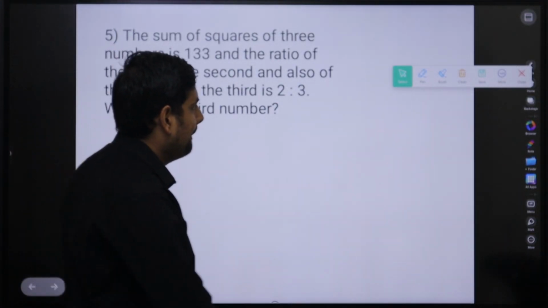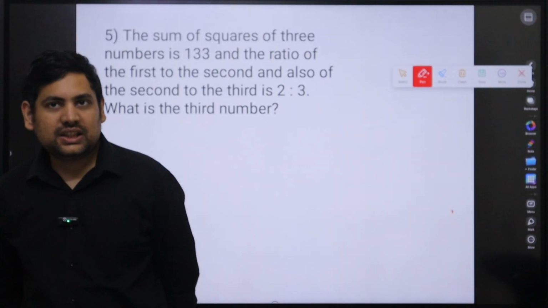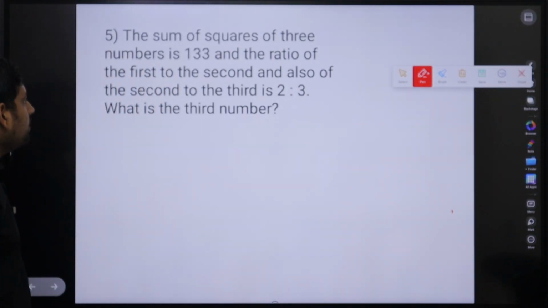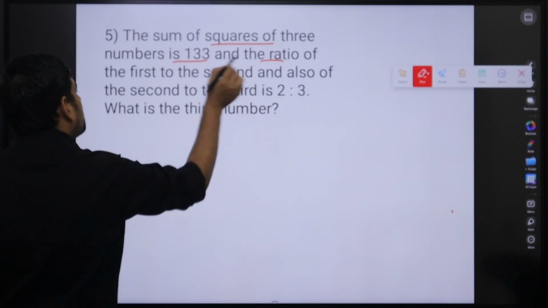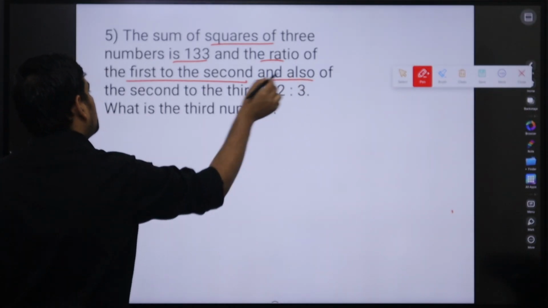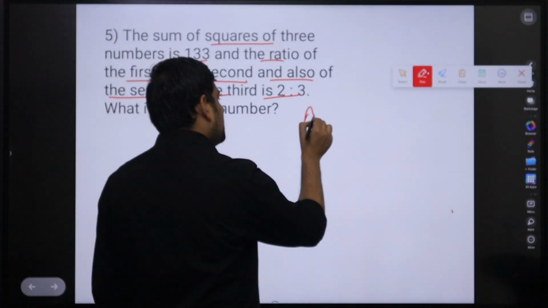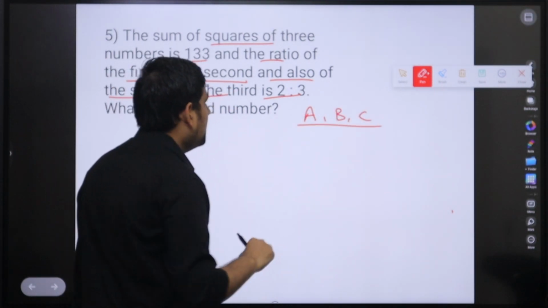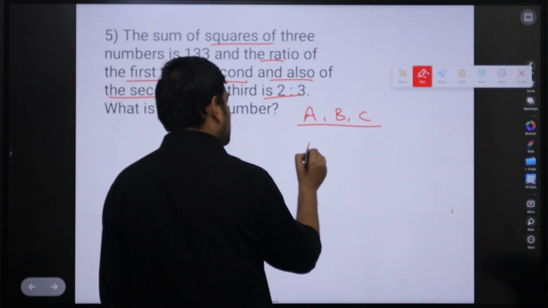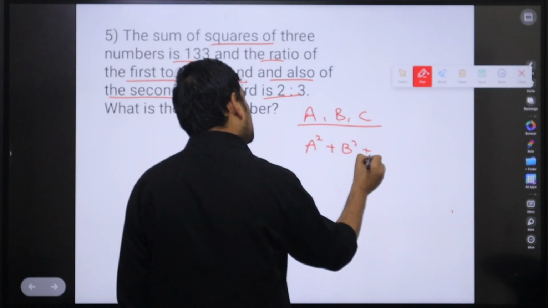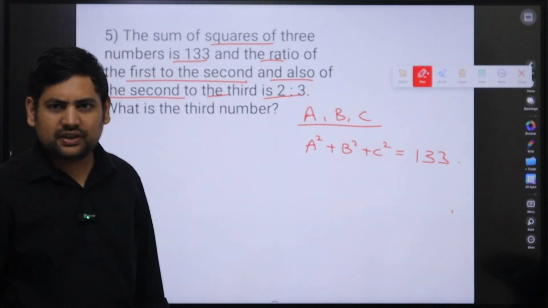Let's see this one. Okay, so these are miscellaneous questions. Now it says the sum of squares of 3 numbers is 133, and the ratio of the first to the second and also of the second to the third is 2:3. So if there are 3 numbers A, B, C, the sum of the squares of all these 3 numbers is 133. That means A square plus B square plus C square is equal to 133. Correct? This is the first thing that is given.